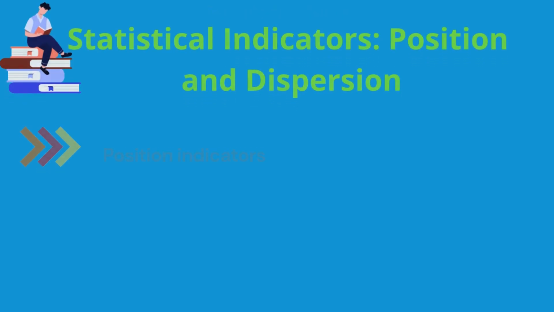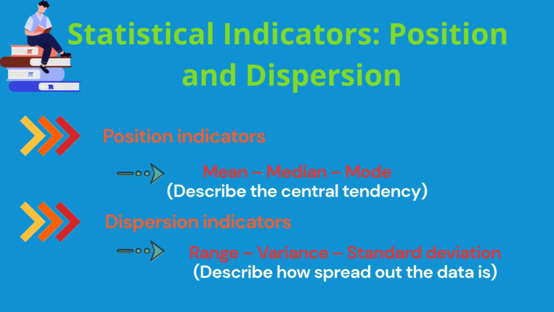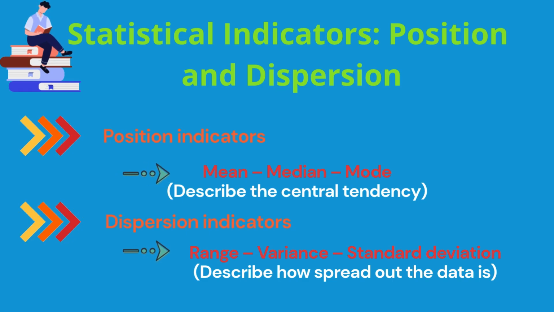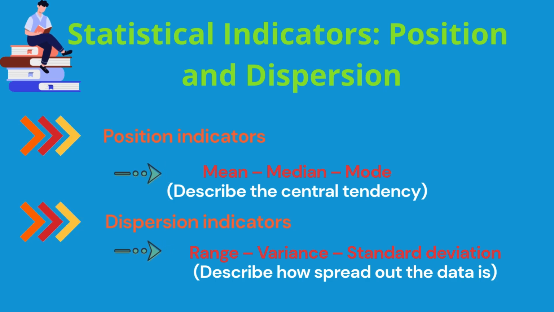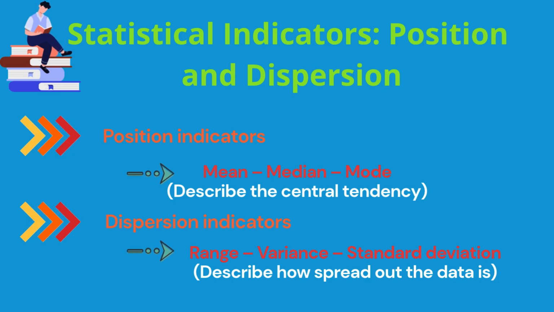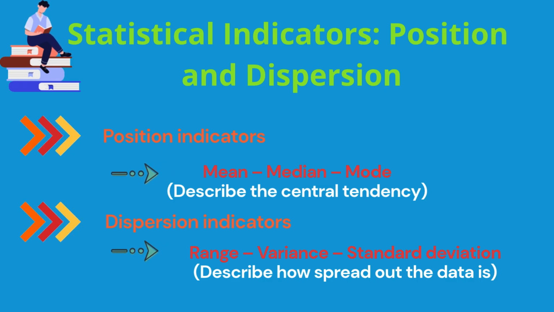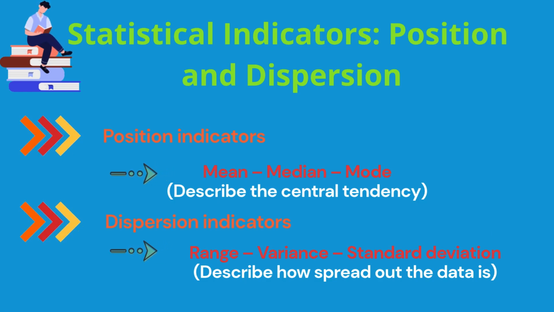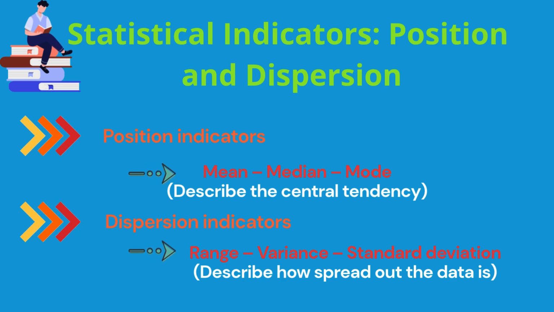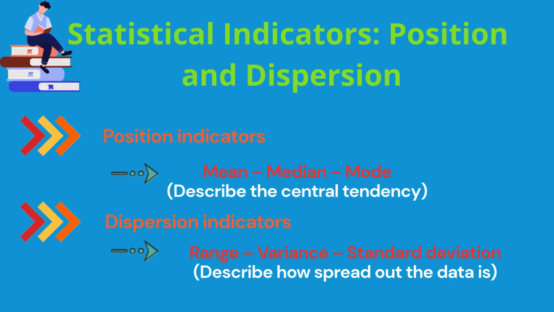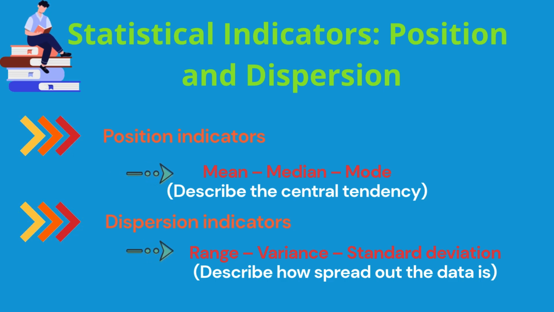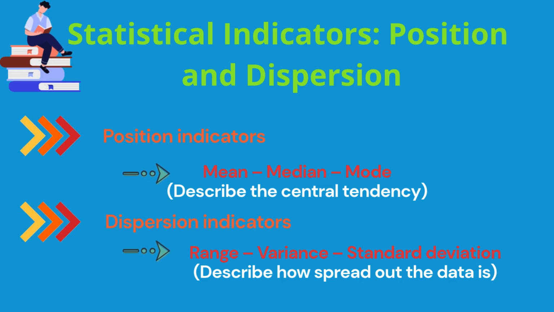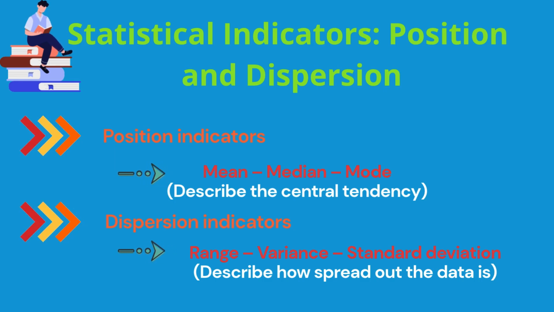Now that we have seen how to organize and visualize data, let's briefly mention some statistical indicators. We have measures of position like the mean, median, and mode, which help us understand the central tendency of the data, and measures of dispersion like range, variance, and standard deviation, which tell us how spread out the data is. We will explore how to calculate and interpret these values in detail during the course.